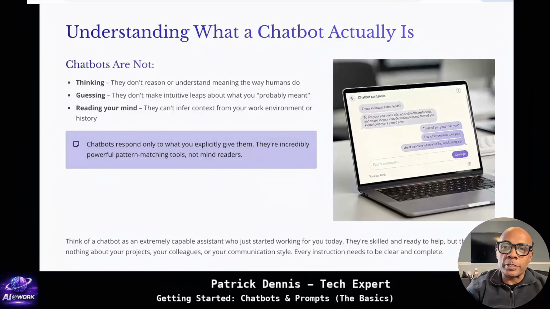Let's first understand what a chatbot actually is. A chatbot, like ChatGPT, isn't thinking. It's not guessing what you want, and it doesn't know anything about your job unless you tell it. Think of it like a very fast assistant. If you give vague instructions, you get vague results. If you give clear instructions, you get useful ones. That's the skill we're building here today.